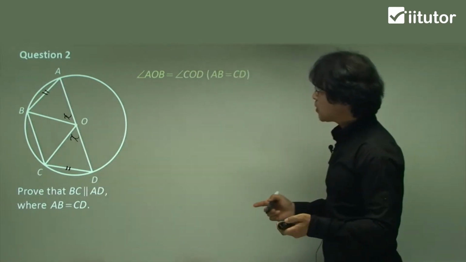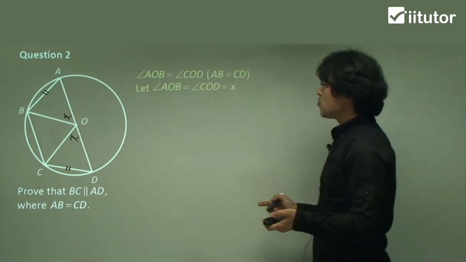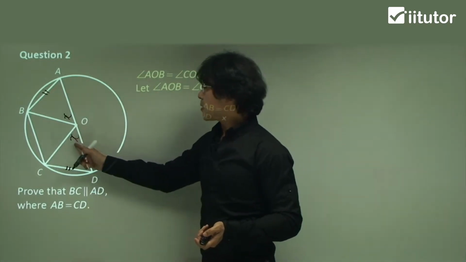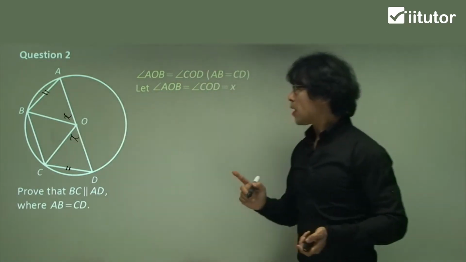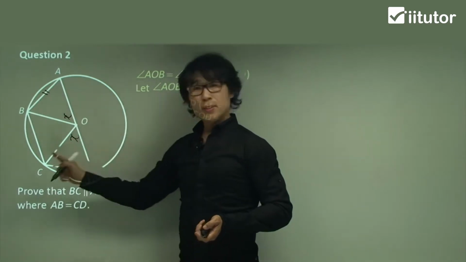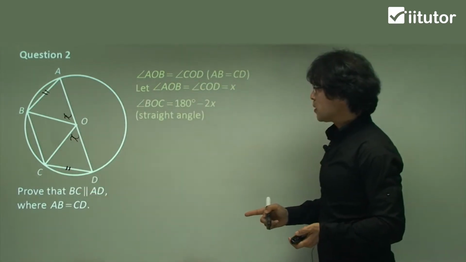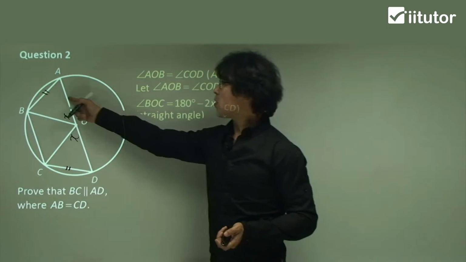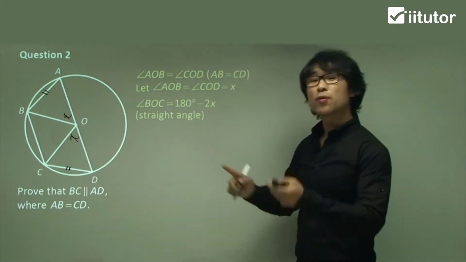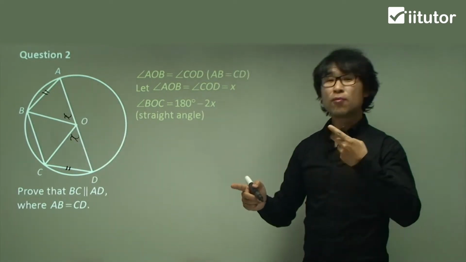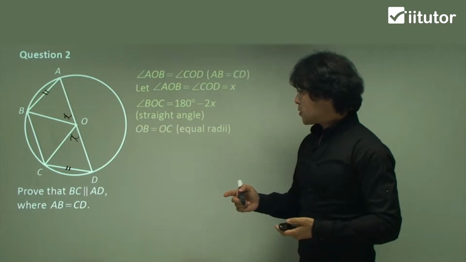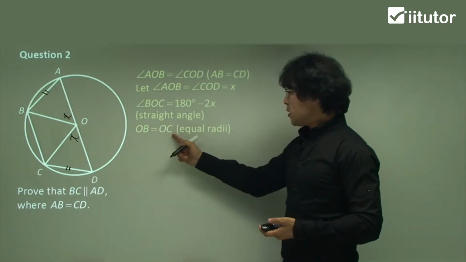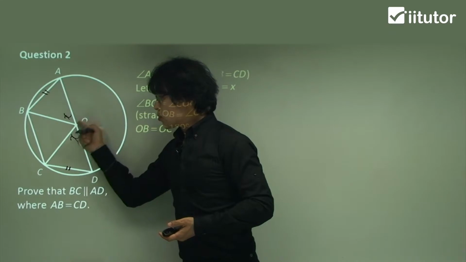All right. What was the next one? Next one, yeah, if this is x, this must be x. Okay, then we need to find the angle BOC. Angle BOC. Okay, so BOC is 180 minus 2x because it's a straight angle, straight line. Fair enough. Okay. So next one, OB is equal to OC. So OB is equal to OC.